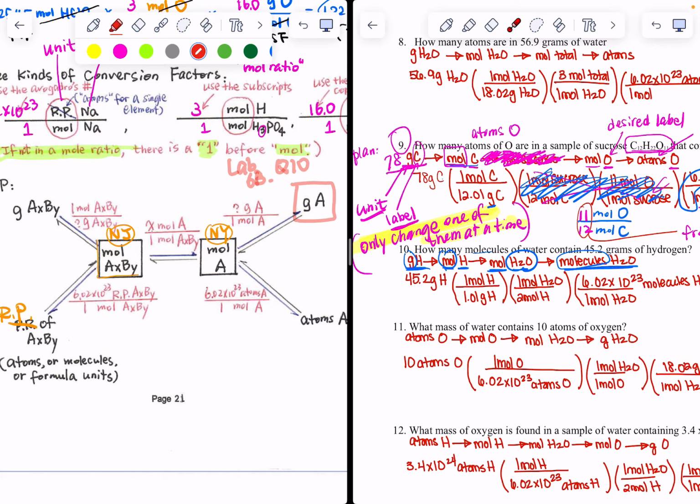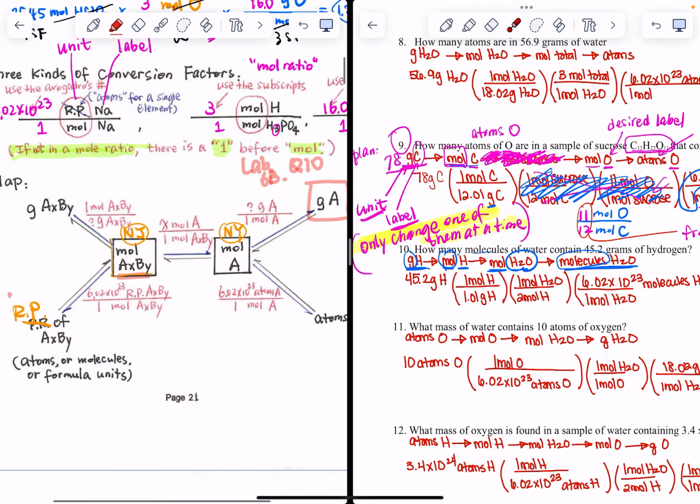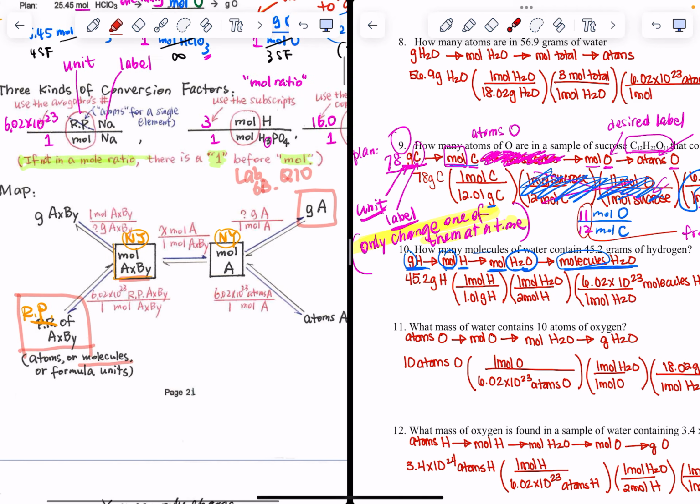We need to go to the left side of the map for the compound. But what is it? It's molecules. Where are the molecules in the map? It's down here, right? Okay, so that's the particles. And for water, the reference of particles is molecules. That's good.